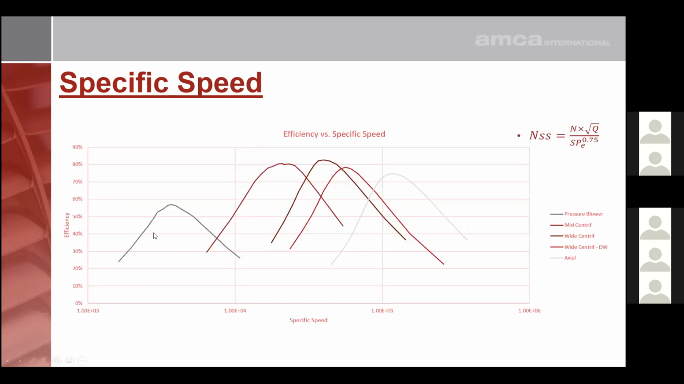We can see here that pressure blowers have a low specific speed and fairly low efficiency. And axial fans have a high specific speed and also very good efficiency. In between, there are different types of centrifugal fans, whether it's a wide centrifugal fan, or not quite as wide, or a very narrow pressure blower. Each of these values can be calculated for the specified flow and pressure, and that gives the manufacturer an idea of which fan might be best suited.